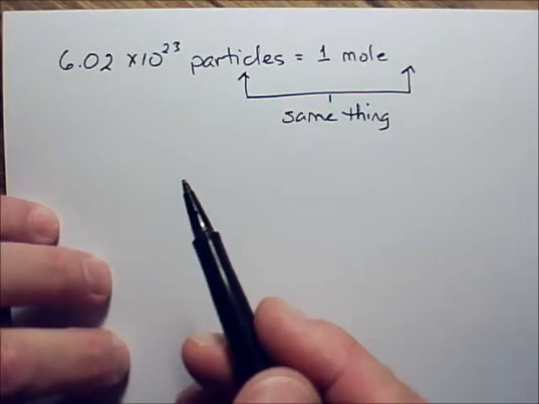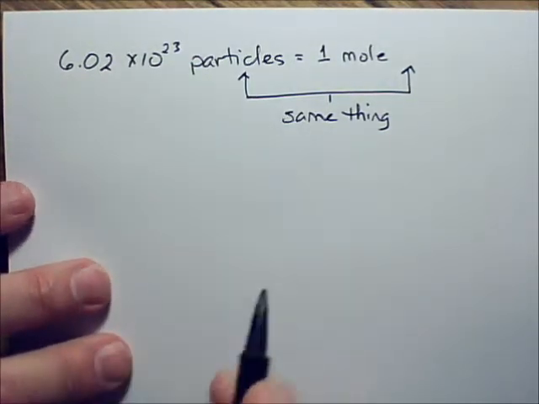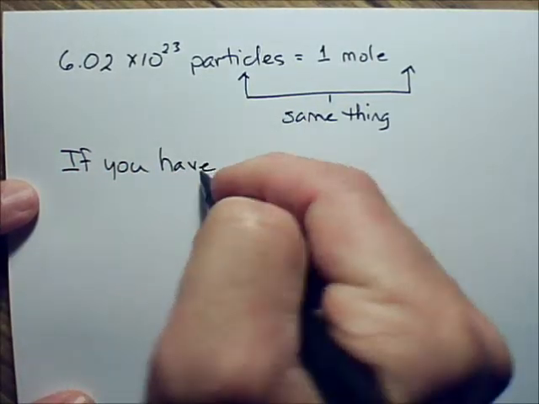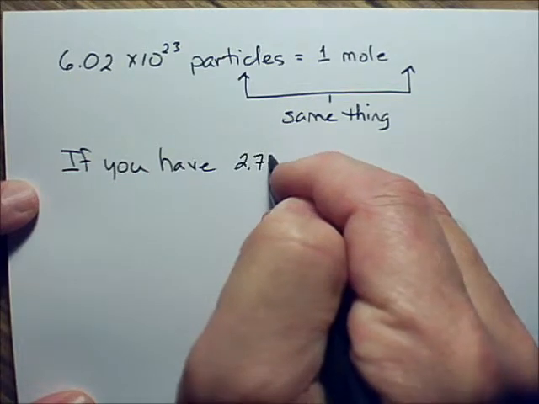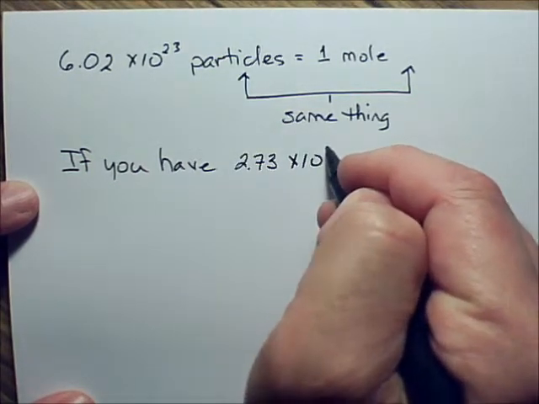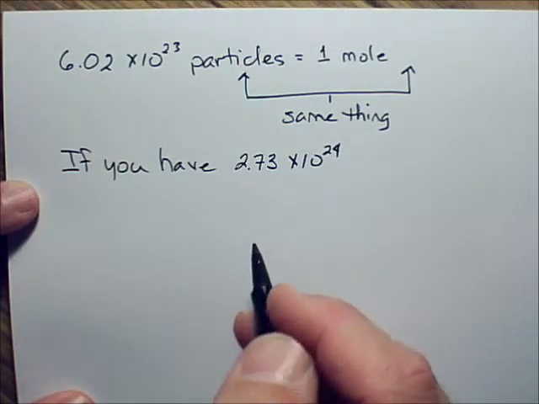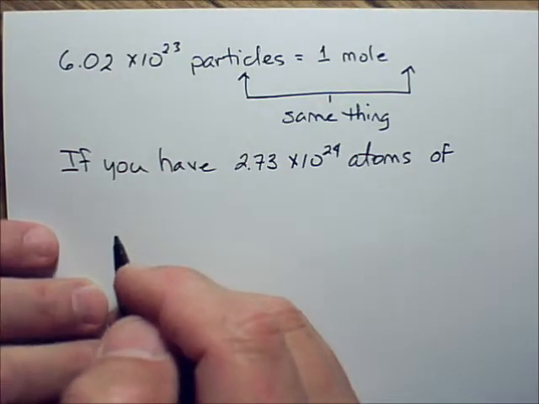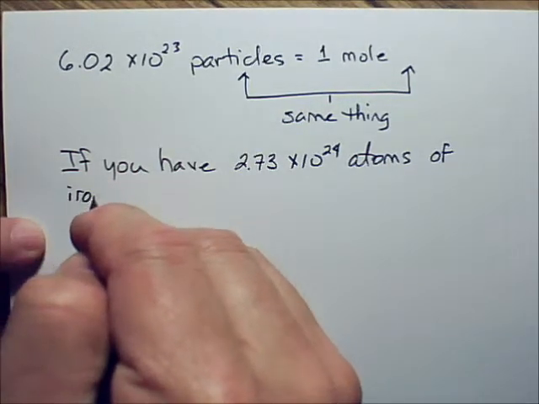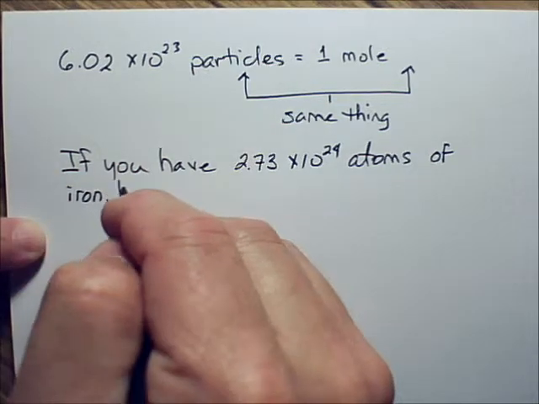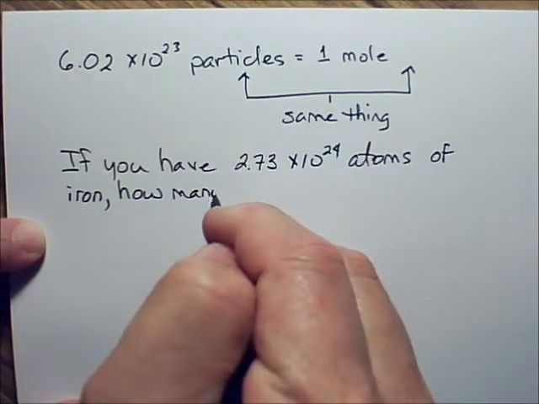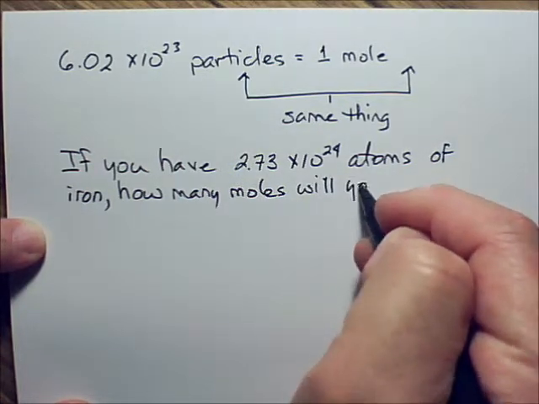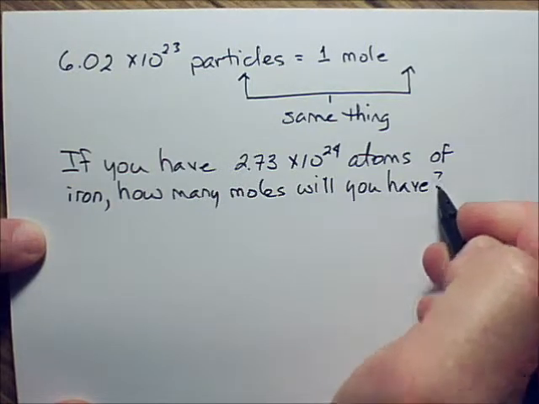Let's practice it a little bit, okay? So I mentioned water molecules. Let's use those. So if you have 2.73 times 10 to the 24th atoms of iron, how many moles will you have? Okay?